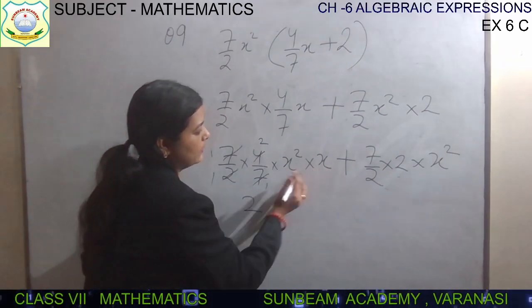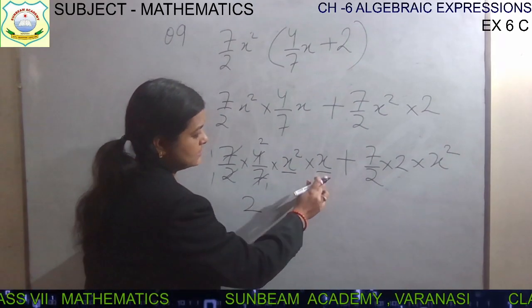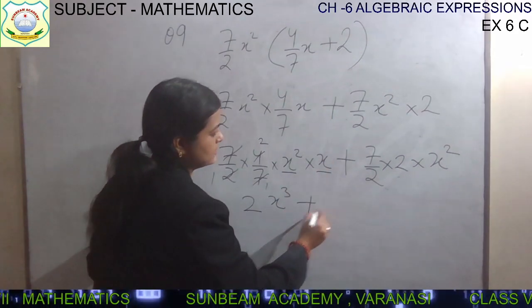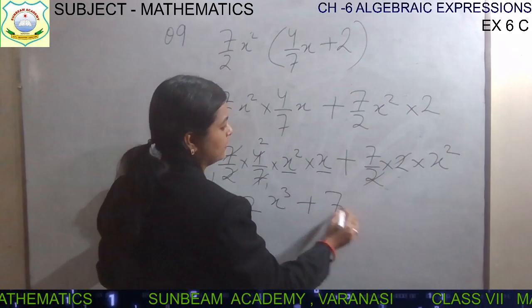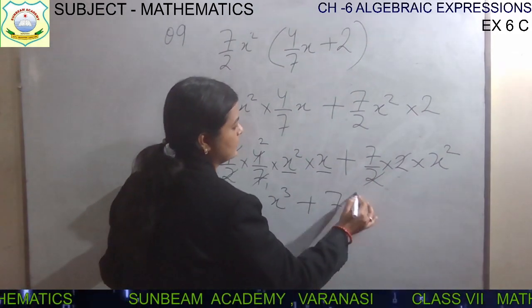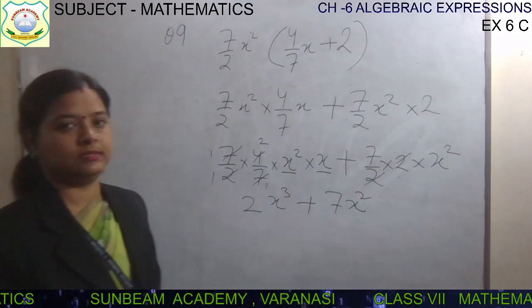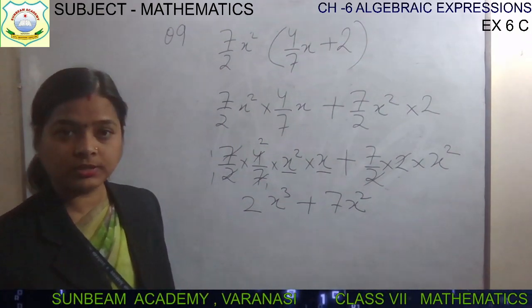x square into x, x square into x. Come on, base same, power will be added, x to the power 3, plus 2 1s are 2, 2 1s are 2, cancel. What is left in the numerator? 7, and x square is alone. So write down x square. So this is our answer. Okay, so in this way we have to solve questions.